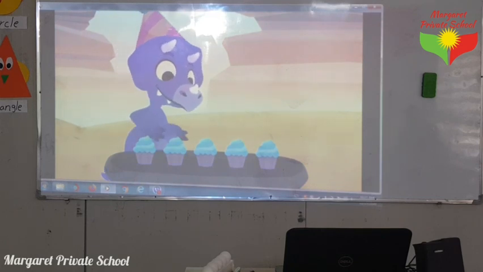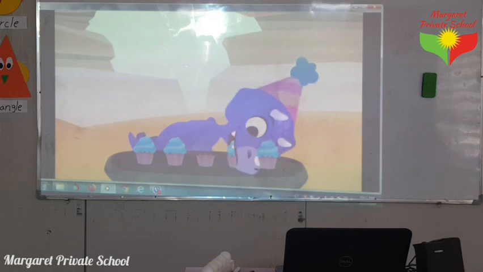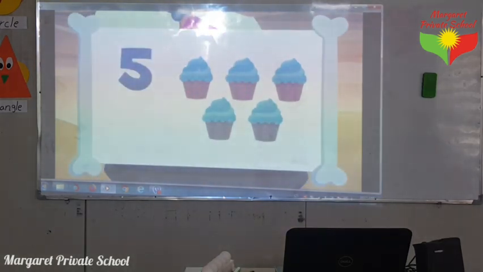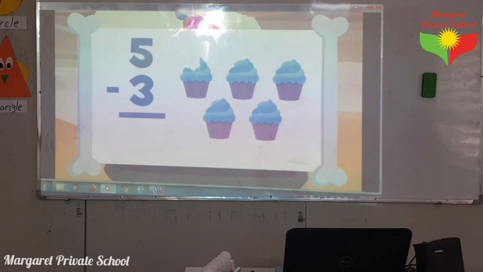Yum, yum! These cupcakes are mouth-watering. Oh wait, sorry! You subtracted again without realizing. How many are there left this time? There were 5 cupcakes and you've eaten 3. So if we take away 3 from 5, there will be 1 and 2 cupcakes left. 2! 5 minus 3 equals 2.